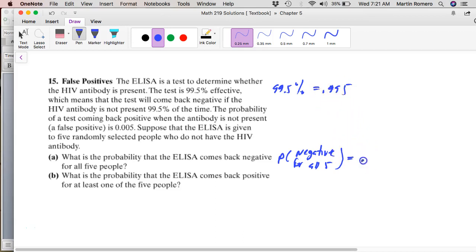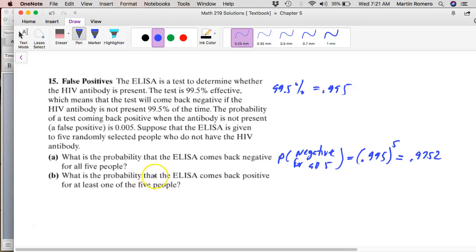And so in this case, your answer should be 0.995 multiplied together 5 times, or we would just use a power to do that. And so in this case, you get an answer of 0.9752, or to 3 decimals, 0.975. What is the probability that ELISA comes back positive for at least one of the 5 people?